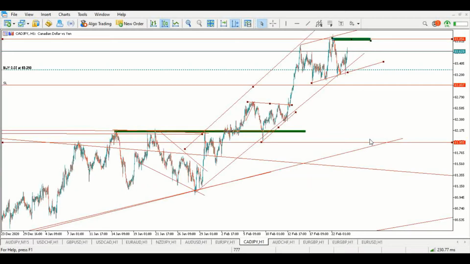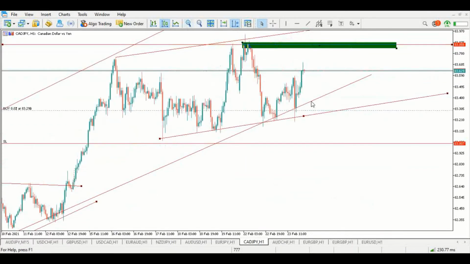So yeah guys, back at it. So this is the CadJPY. Okay, zooming in. As I said, I will be breaking even as soon as the price reaches a 1:1 risk reward ratio, which is somewhere about there, or around there. So price has literally reached it.